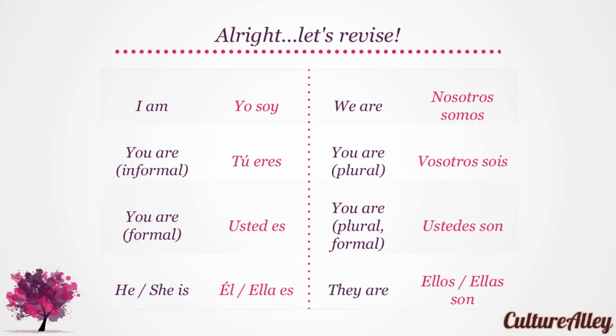Informally, you are translates to tú eres. And its plural form, you are, becomes vosotros sois. Formally, you are translates to usted es. And its plural form translates to ustedes son. He is or she is translates to él es or ella es. And they are becomes ellos son or ellas son.